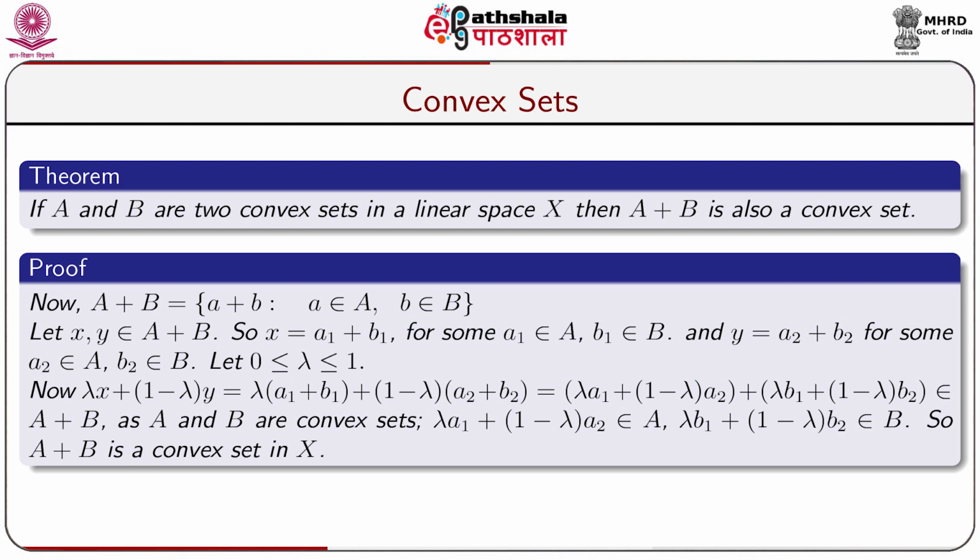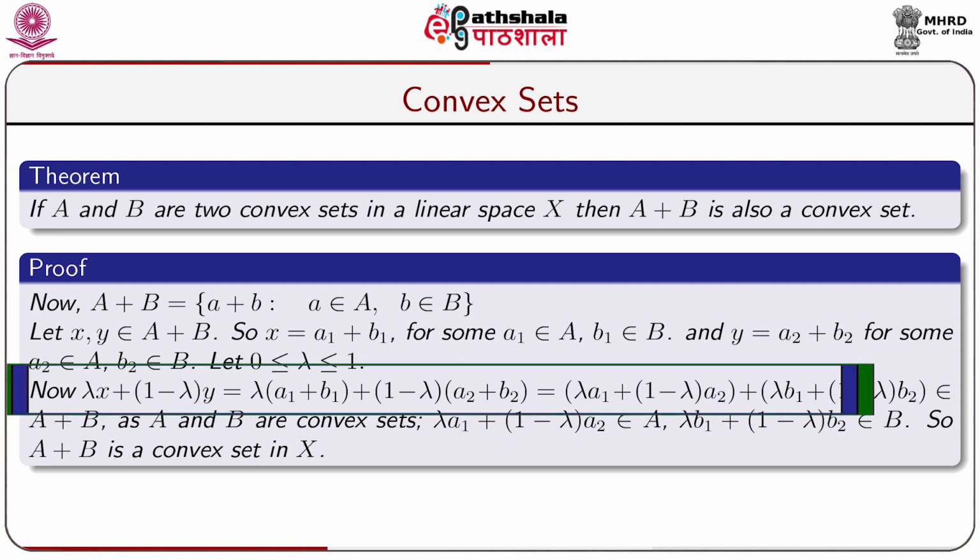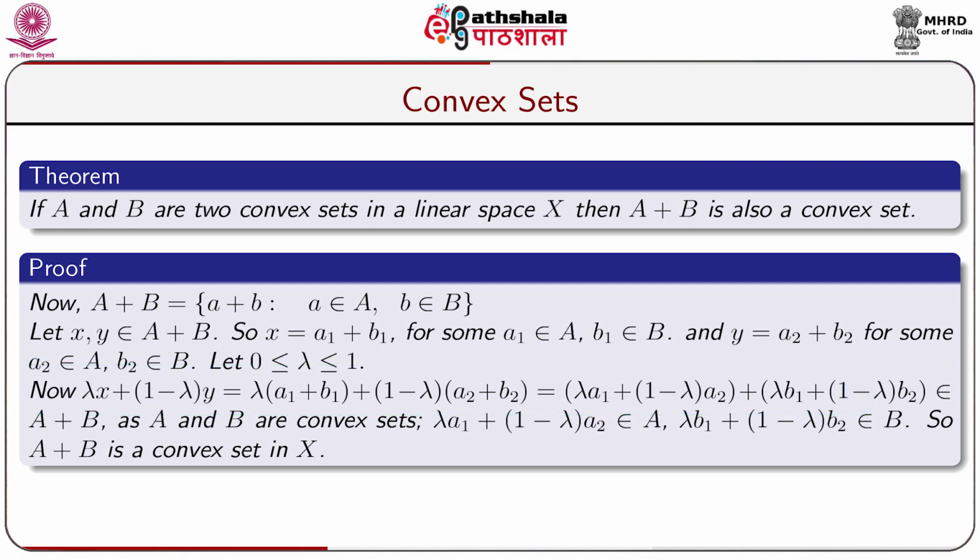Let us take a scalar lambda which lies between closed interval 0 and 1. Now, lambda x plus 1 minus lambda y is equal to lambda into a1 plus b1 plus 1 minus lambda into a2 plus b2, as we have taken x is equal to a1 plus b1 and y equal to a2 plus b2. Which on simplification we get lambda a1 plus 1 minus lambda a2 plus lambda b1 plus 1 minus lambda into b2.